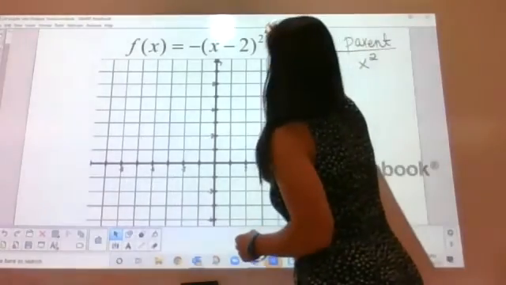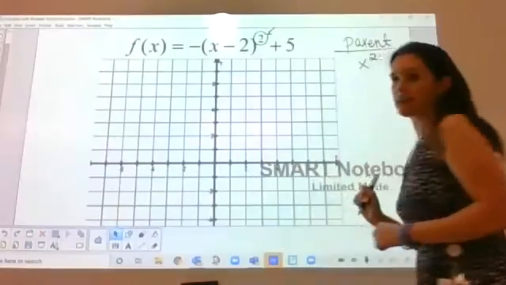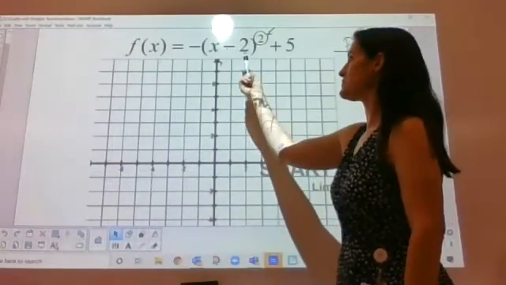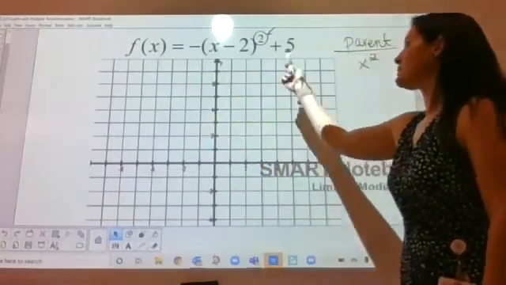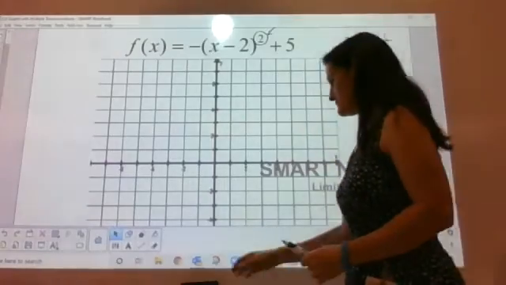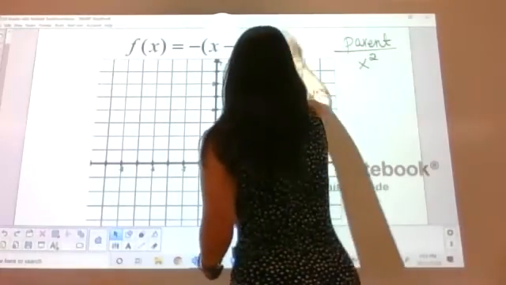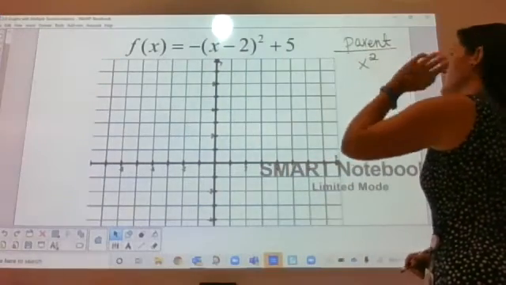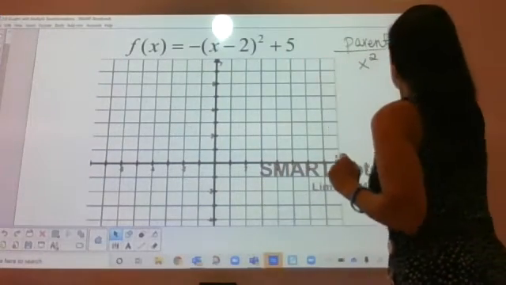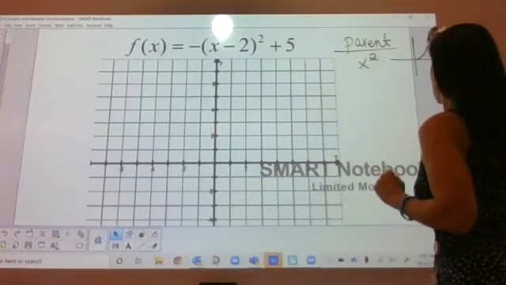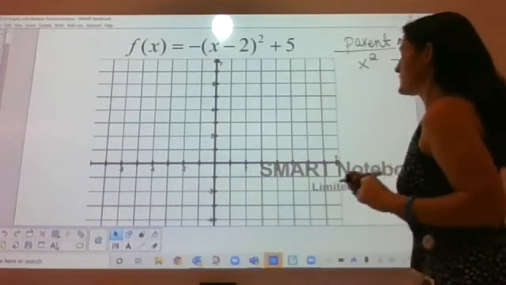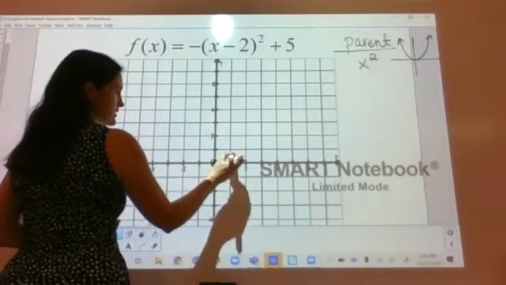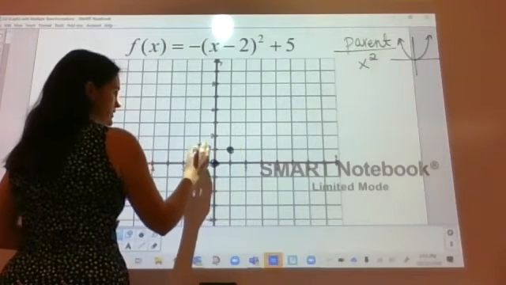Your clue is this 2 right there, okay? It was x squared before it got the -2, the negative out front, and the +5 on the end, right? And then the parent function for x squared is a parabola. So if I graph that over here, the 3 points I like to use are 0, 0, 1, 1, and -1, 1.